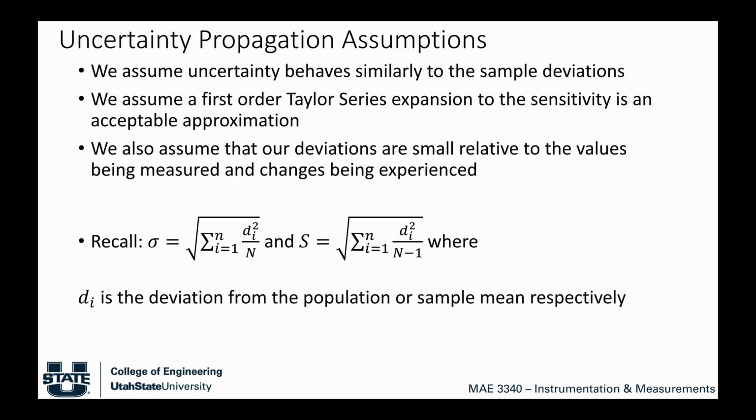So just as a reminder, we've got our sigma here, which is the population standard deviation, and we have our capital S, which is the sample standard deviation. So we've got n minus 1 because we have 1 degree of freedom removed.